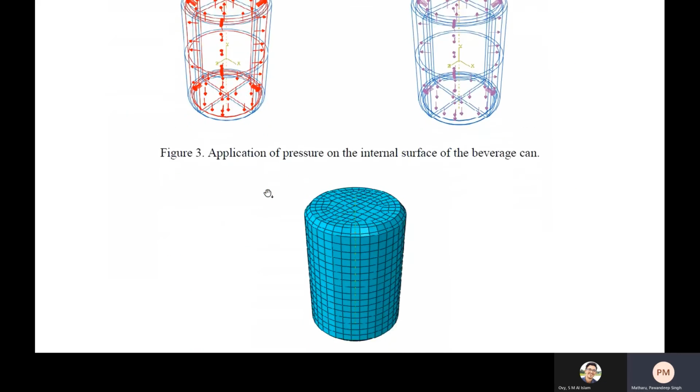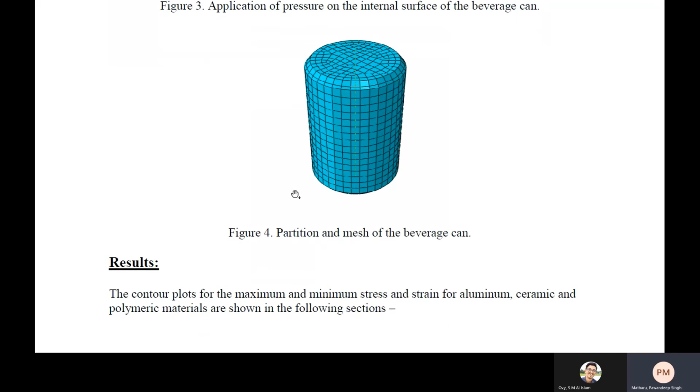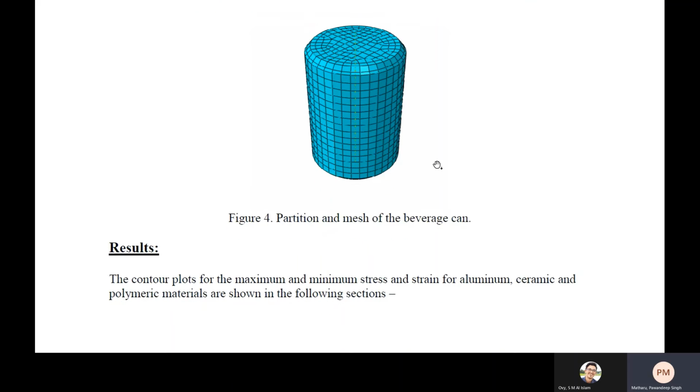And after this, here we are showing the mesh. We use the default mesh options, and we got this particular mesh after we partitioned the top surface or the enclosure, and the bottom one too.